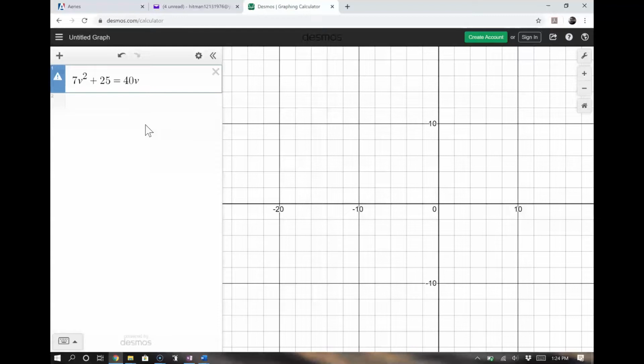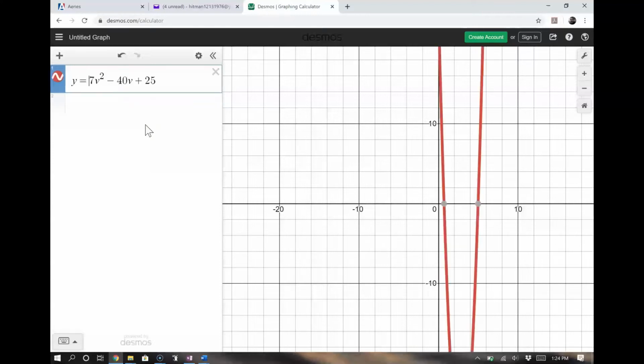Sorry about that. So yeah, so look, if I move the 40 over, what does it look like? If I move that 40V over to the left side, what does my equation look like? 7V squared minus 40V plus 25, and I'm going to put y equals 2, and there you go. Now it pops up, okay? So I just have to rewrite my equation so that it's not equal to like a 7V squared. It has to be equal to 0 in a sense, right? You got to move all the variables to the same side, okay?